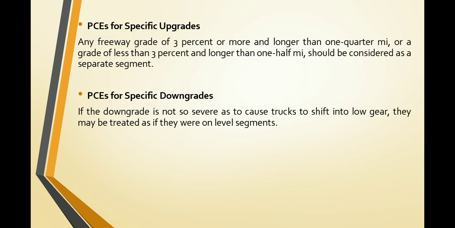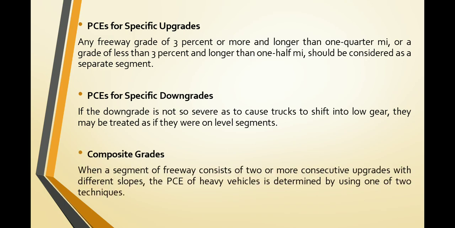PCAS for specified downgrades. If the downgrade is not so severe as to cause trucks to shift into low gear, they may be treated as if they were on level segment. Composite grades. When a segment of freeway consists of two or more consecutive upgrades with different slope, the PCE of a heavy vehicle is determined by using one of two techniques.